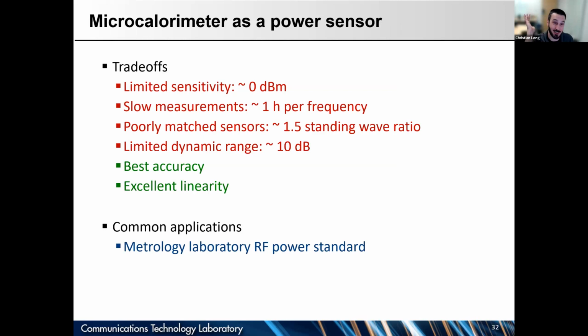They have kind of limited sensitivity, but maybe the biggest trouble with them is that they're very, very slow. So you have to wait for the entire power sensor to come to thermal equilibrium at each frequency, which might take an hour per frequency. Maybe you want to do 500 frequencies for a given power sensor. So you're looking at weeks of measurement time just to characterize a single power sensor, which doesn't make it the greatest applied power sensor in the world, but it does offer the best accuracy and also excellent linearity. So this is the kind of power sensor that's typically operated at National Metrology Institutes.